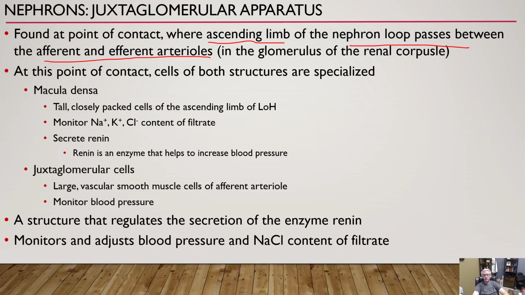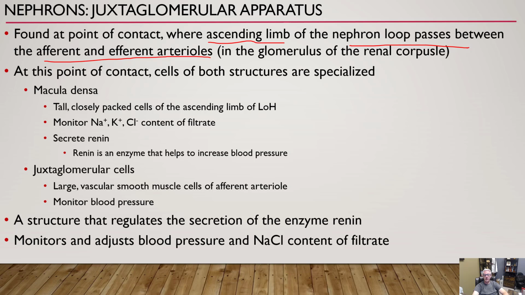Now, if you have too much salt, if your blood pressure is too high, it's not going to secrete renin. Your macula densa is going to look at the salt content of that filtrate, and it's going to increase or secrete renin based on the salt content of that filtrate.